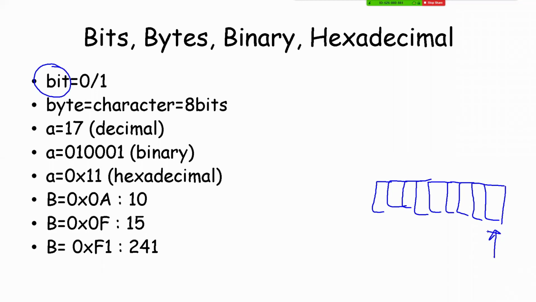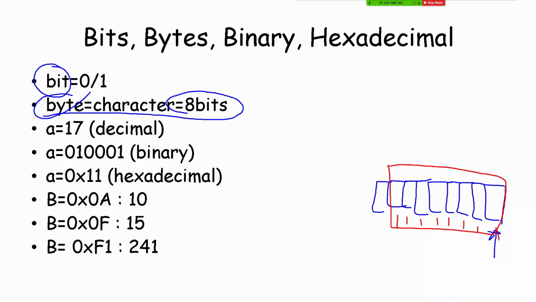8 of these boxes, when they come together, we call it a byte. These 8 will make up 1 byte. And this sort of separation is going to be constant. We're not going to move the byte boundaries around. So in your computer's memory, the first 8 will be the first byte. The second 8 will be the second byte.